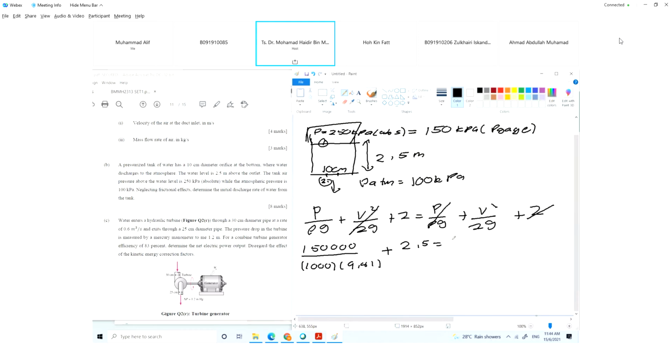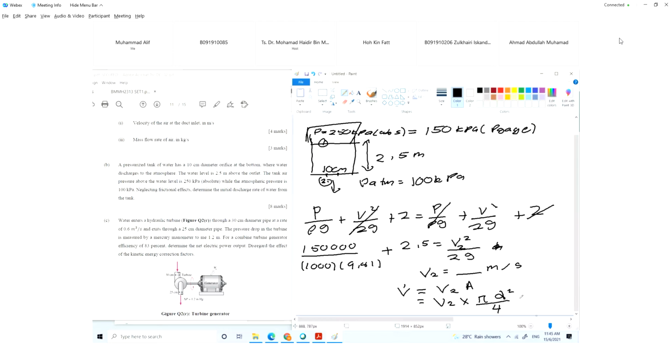Equal to 0 plus V2 squared over 2G. From this equation, you can determine V2 in unit meter per second because this is just one equation with one unknown. So you can easily get V2 here. To get the discharge rate, V dot is equal to V2 times A, the area. Whatever V2 you got here, times A, which is pi d square over 4. By calculating it, you get the final answer.